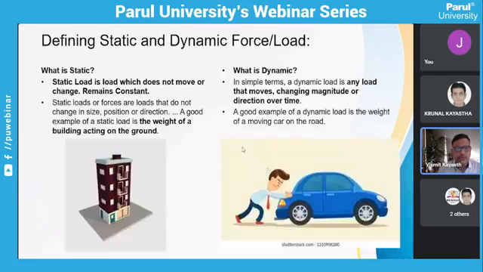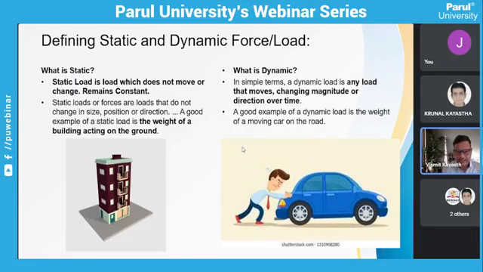First of all, I would like to help you by defining what a static and dynamic force or load is, since we are going to work on the static and dynamic parts. Static is when a load is applied but it remains constant, or it does not move.